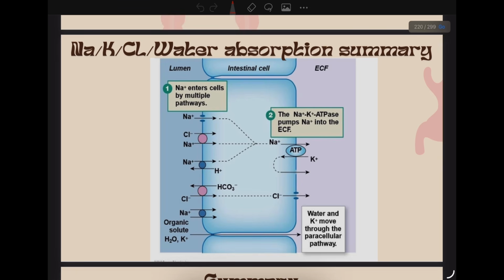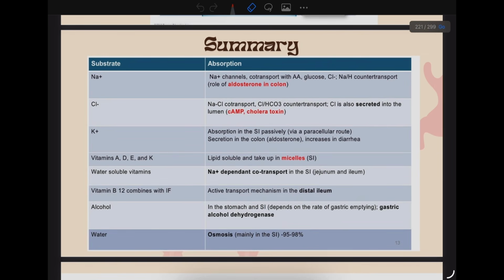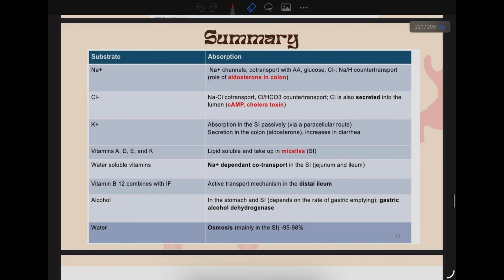This is a summary for sodium, potassium, chloride, and water absorption. They go through the channels that we have discussed in each place, and they go the other way through the ATPase pump. And we have water and potassium moving paracellularly. Okay, nothing much. This is a summary that you can take a look at if you want. I think we talked most likely about all of that.